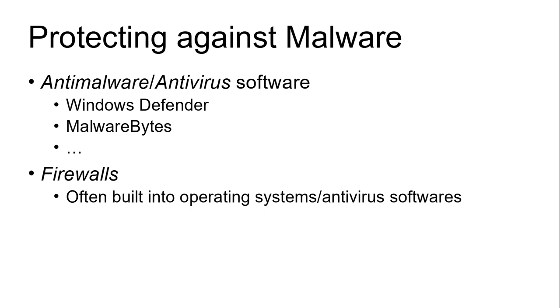So anti-malware and firewalls are usually the two biggest things that you're going to do in order to prevent bad things from happening to your computer. Of note is that Windows Defender actually has a built-in firewall as well.